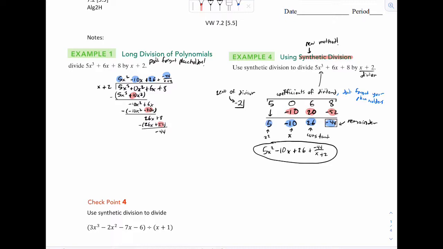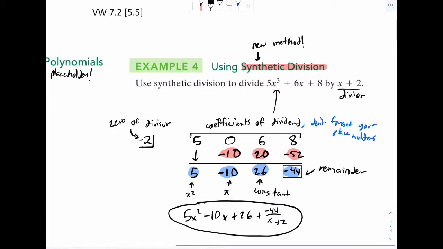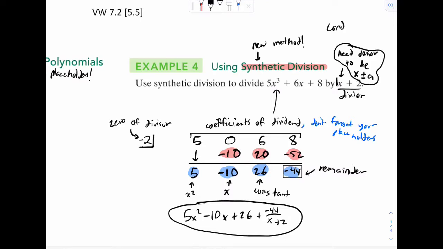Now, of course, there are some stipulations. In order to use synthetic, this only worked because there's a 1x. So you need the divisor to be x plus or minus a. That is a condition for synthetic. If it's not a 1 in front of it, it's going to get really weird. So make sure you make a note. You do need the divisor to be 1x plus or minus some number. It's not going to work properly if it's not a 1.